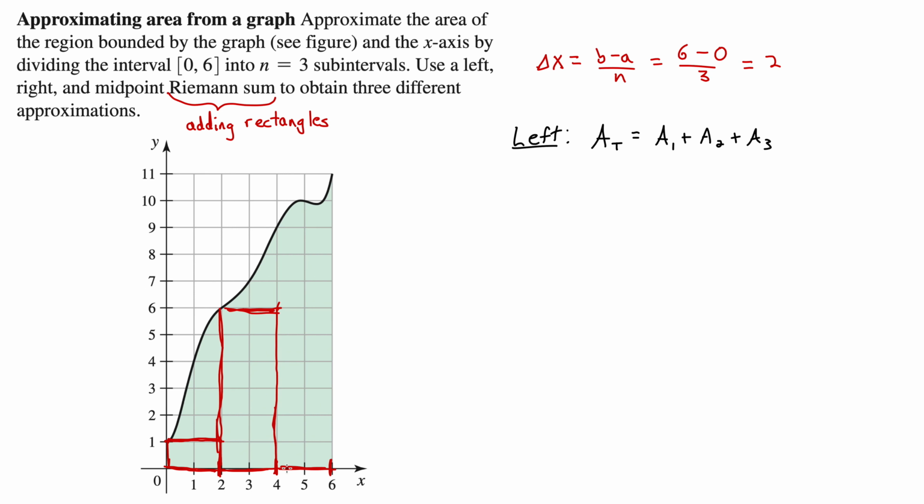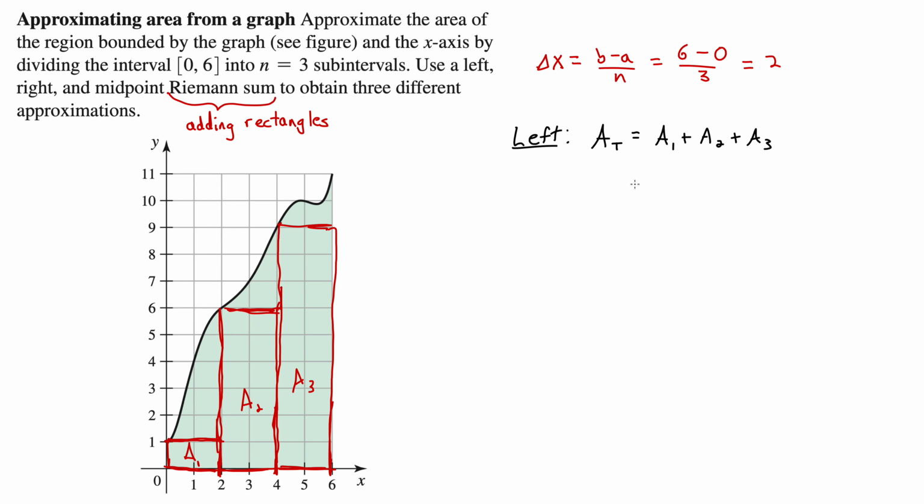Okay, and now for the third interval, we're starting at 4. We're going to go up to the left endpoint all the way up here. Looks like to 9, and across, and that makes our rectangle. Okay, there we go. So A1, A2, and A3.